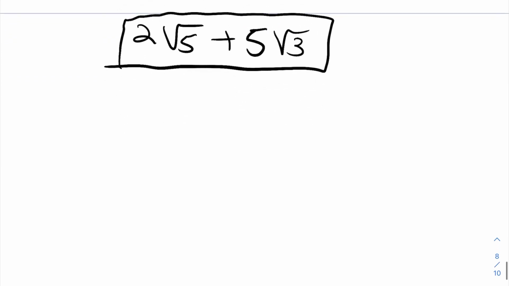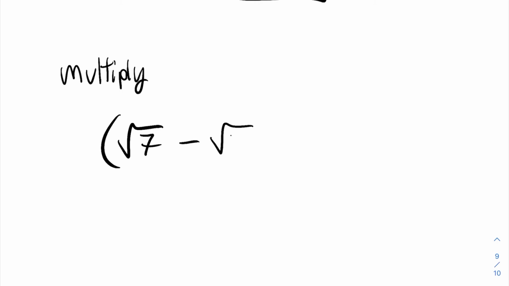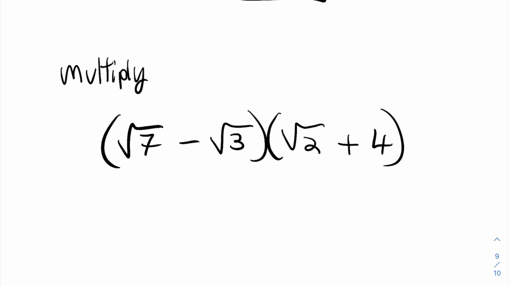And then let's see, what if we had something like this? Let's say it were multiply the square root of, let's say, 7 minus the square root of 3 times the square root of 2 plus 4. Let's say this was it. Well, this one I don't know if you see it, but this is a FOIL question.